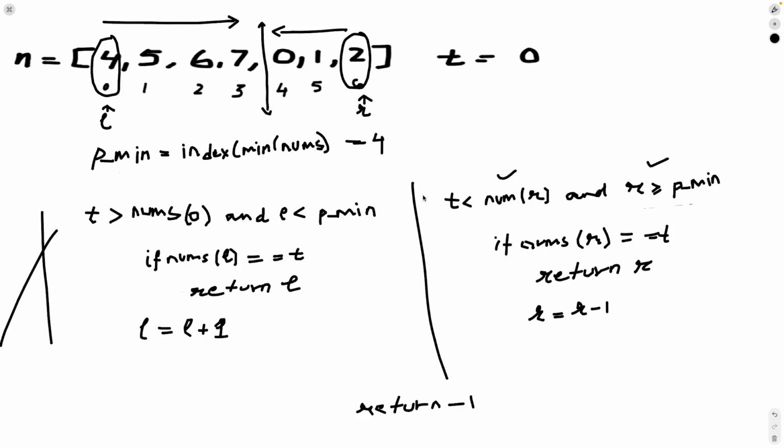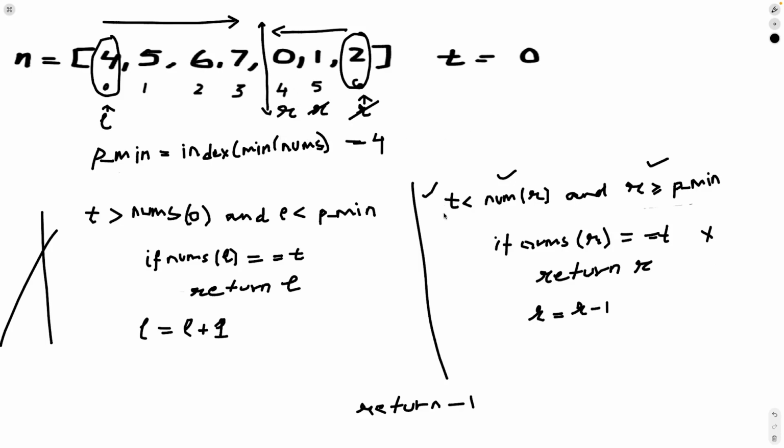So it will go in this while loop. And now it's going to check if nums of r, which is 2, is equal to 0. So this condition is false. So it's going to decrement r by 1. So my r will come here. Now again it's going to check this condition. So now is t less than nums of r, is 0 less than 1, correct. Now is r greater than equal to p minimum, r which is 5 is greater than 4, this is also correct. Again it's going to check this condition, which is false because 0 is not equal to 1. It's going to decrement r by 1. So my r is going to come here.